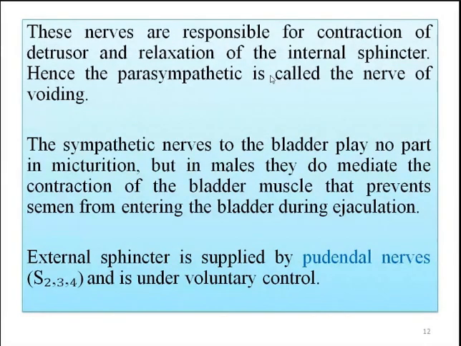The sympathetic nerves to the bladder play no part in micturition. But what is their role? In males only, they do mediate the contraction of the bladder muscle that prevents semen from entering the bladder during ejaculation. So during ejaculation, it will prevent the retrograde entry of semen into the bladder. So there only the sympathetic nerves have a role. Then the external sphincter is supplied by pudendal nerves. It is also coming from segments 2, 3, 4 and is under voluntary control.